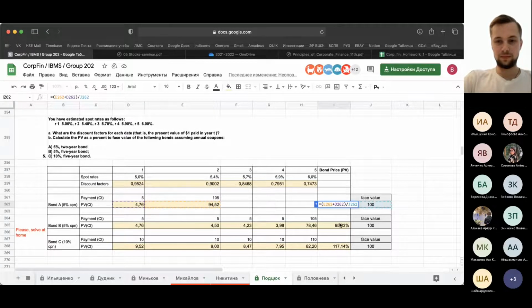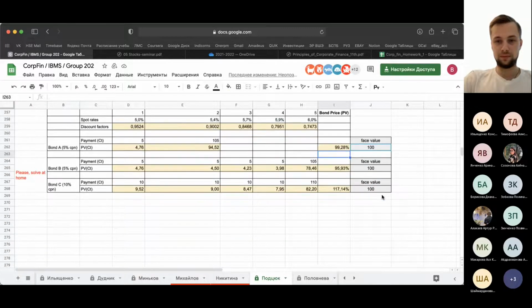But before this, we needed to find the face value, and it is like the last cash flow divided by 1 plus the coupon rate.